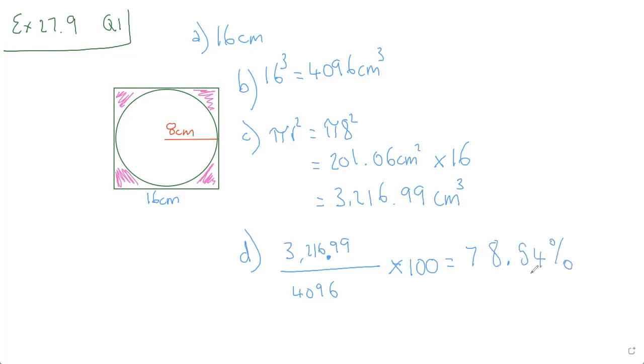78.54%. Now, I was asked to find what is not occupied, right? So what I actually want to do is 100 minus 78.54%, right? That's going to give me the pink bit rather than the cylinder, which I just found out. So 100 minus 78.54 gives me 21.46%. All right, and that is question 1. Please let me know if you have any questions.